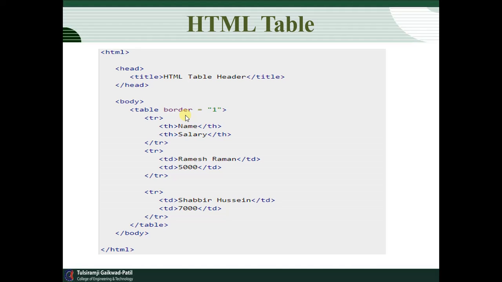It indicates the heading, because the table we are going to design has a name and salary, and it again has two names, Ramesh Raman and Shabir Hussain. So these are the two names, nothing but the two data we require here. Okay, and its salary. Now what heading does it have? It has the headings called name and salary. It is possible with the help of the th tag.